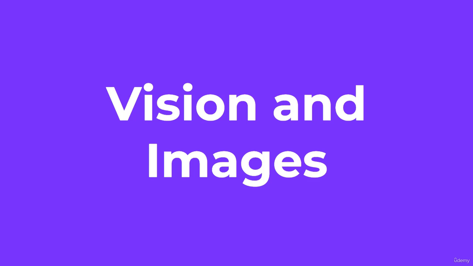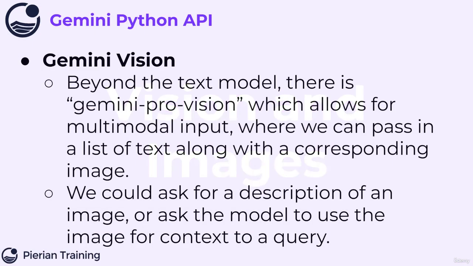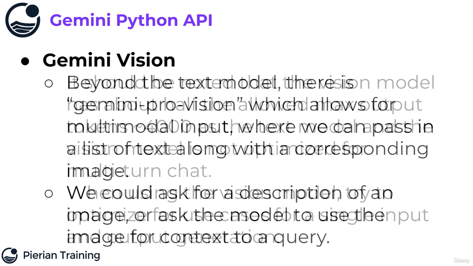Welcome everyone to this section of the course that focuses on the Gemini vision model and how to work with multimodal inputs, including images. Beyond the text model that we've already worked with, there is a Gemini Pro vision version of the model, and that actually allows for multimodal input, where you can pass in a list of text along with a corresponding image. We can actually ask for a description of an image, or ask the model to use the image along with our text for context to a query.